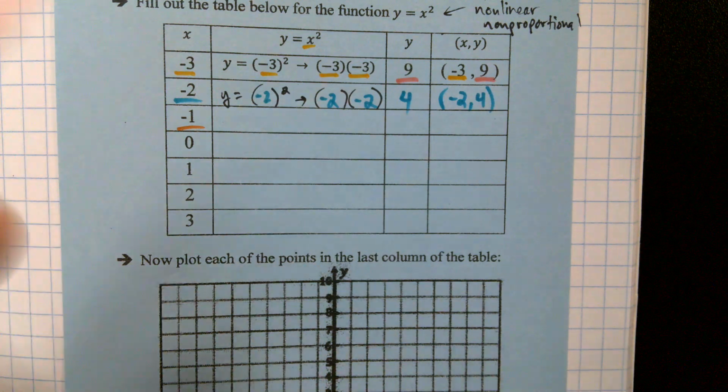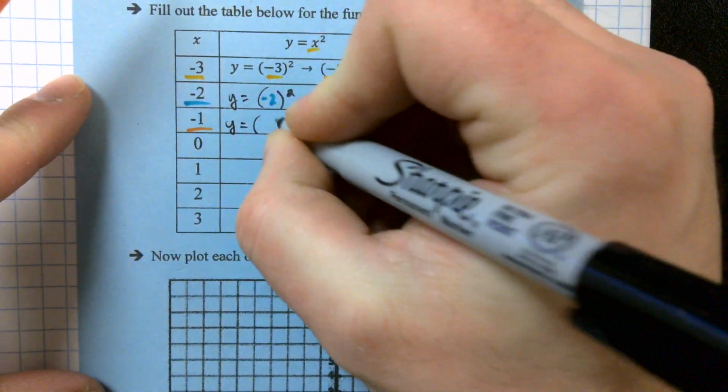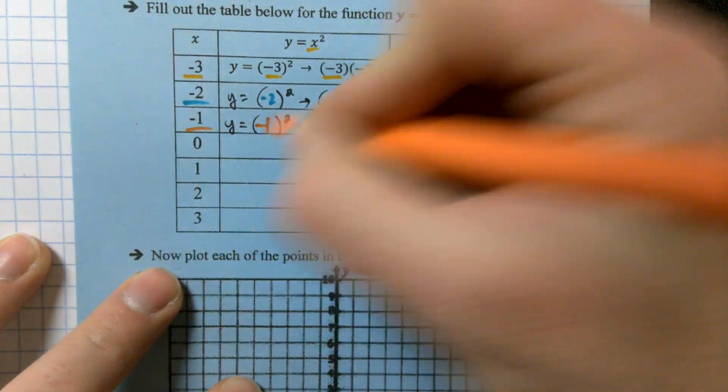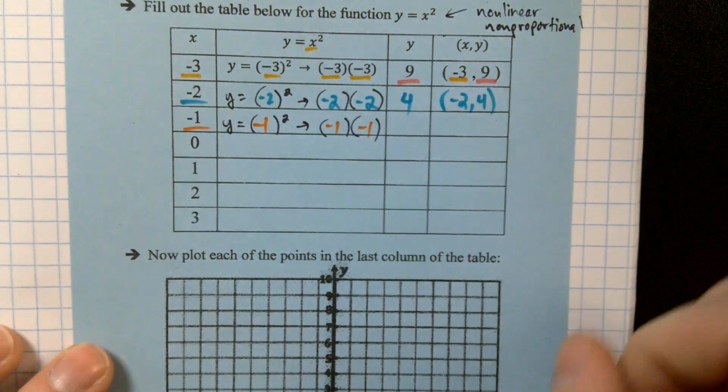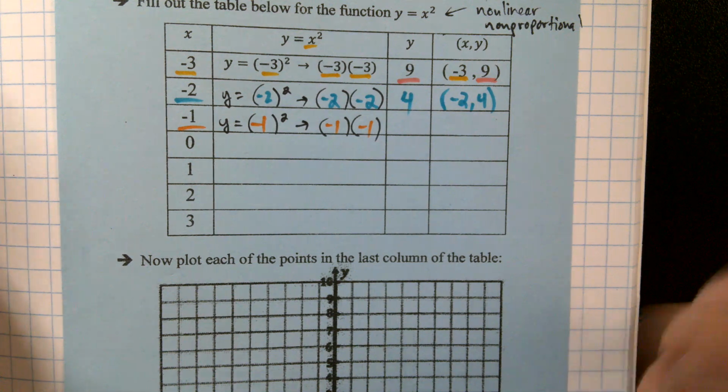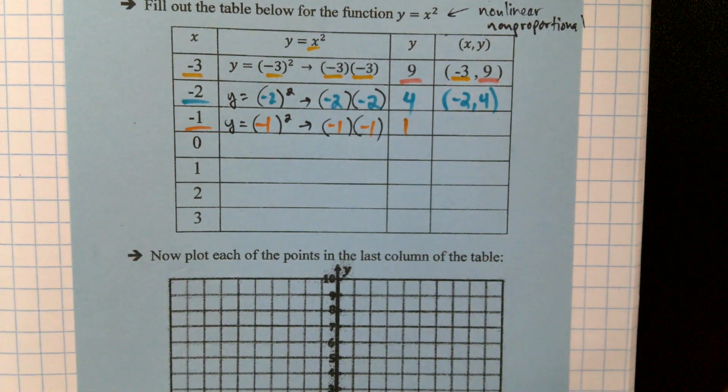What about if I plug in negative 1? Y is equal to... Yeah, you got it. What was it? Negative 1 times negative 1. Well, what's negative 1 times negative 1? Positive 1. Positive 1, right? We got to think a little bit more about this.